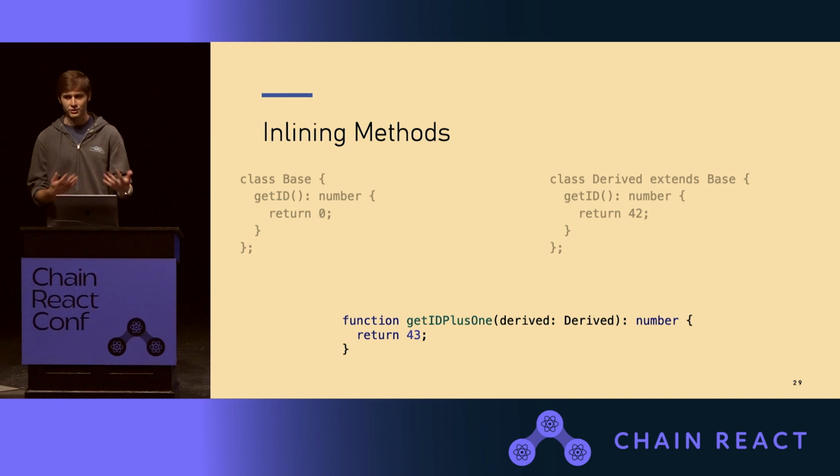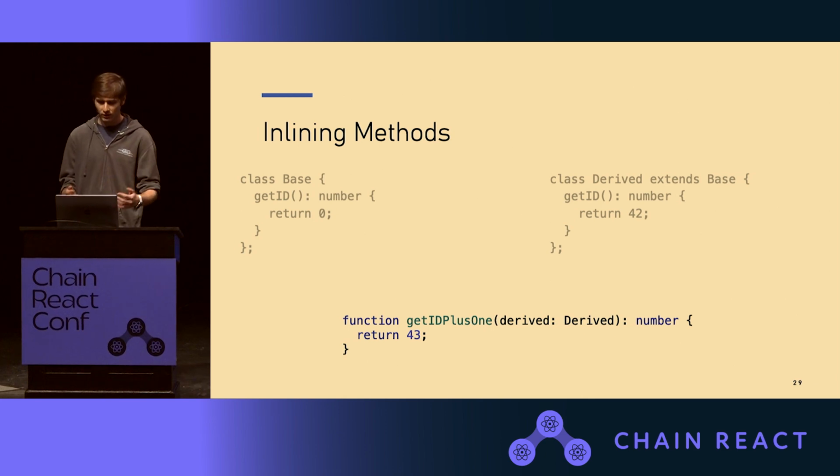So now this is just returning a constant 43. So what used to be a property lookup and addition and a call is now just a static constant.